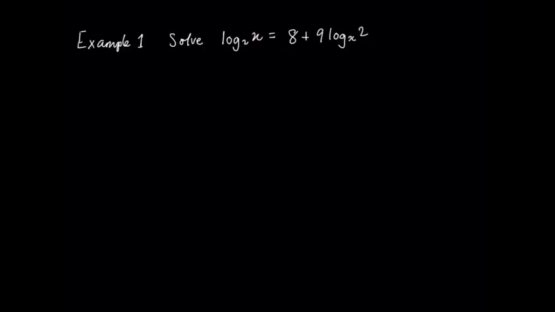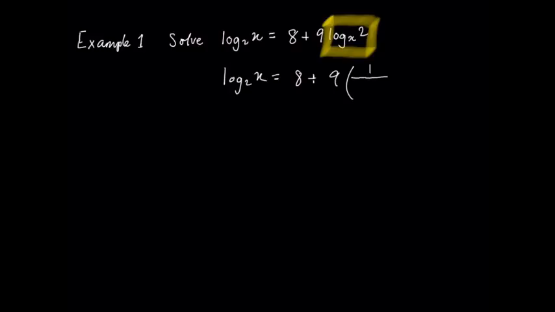In the first example, we'll consider the reciprocal case for the change of base of logarithms. We're required to solve log to the base 2 of x is equal to 8 plus 9 log to the base x of 2. Log to the base x of 2 can be written as a reciprocal. So let's start by writing log to the base 2 of x is equal to 8 plus 9 multiplied by 1 over log to the base 2 of x.